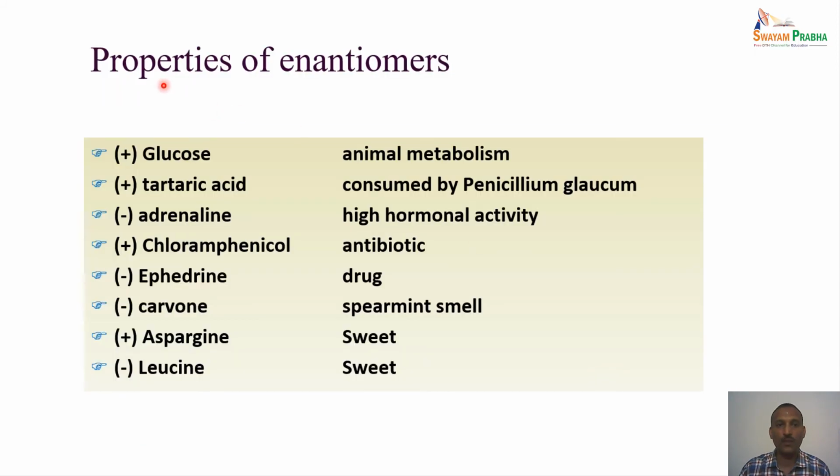Let us look at some of the properties of enantiomers. The plus glucose is involved in the animal metabolism. Plus tartaric acid is consumed by the Penicillium glaucum. And minus adrenaline is involved in high hormonal activity. Ephedrine is used as a drug. Asparagine and leucine were used as sweeteners. In other words, the particular isomer, whether it is plus or minus, either small d or small l, is very crucial in deciding the properties of enantiomers.